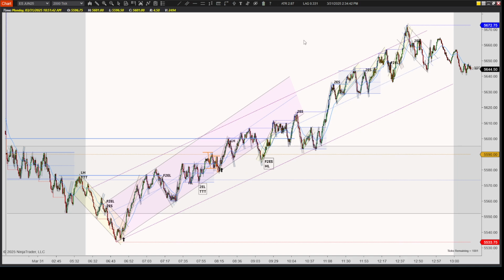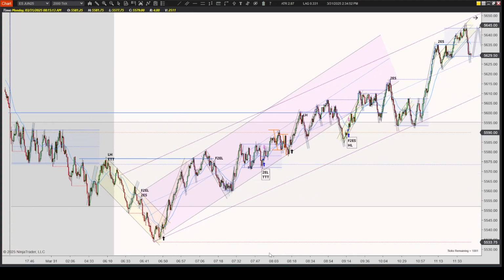I took two trades. They're located here. This one and this one, they're both profitable. Other than that, there weren't too many setups that I could find. So I'm going to get into the trades right now.